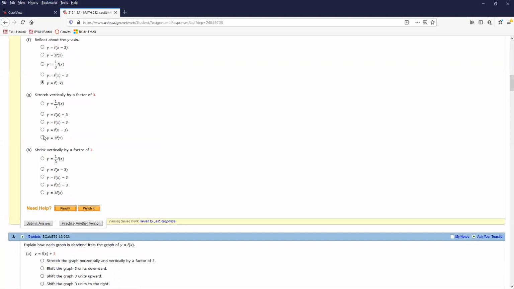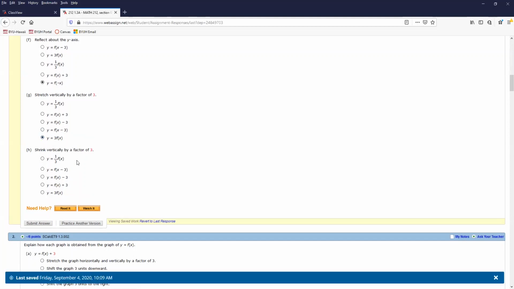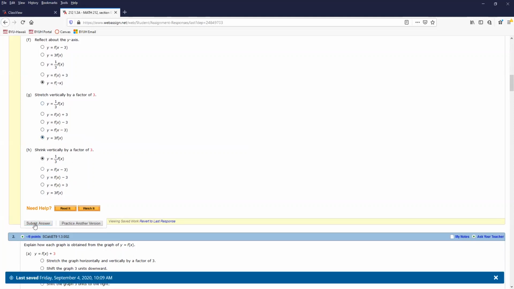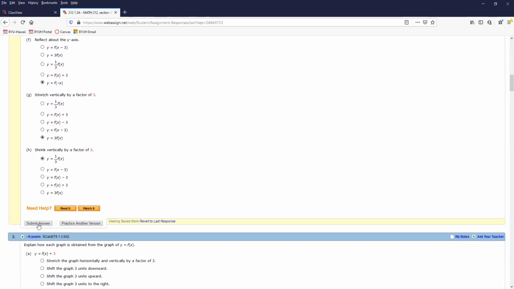That's going to be the last one, y equals 3f of x. Yes, and then shrinking vertically by a factor of 3, that would be that one, because vertical is outside. Okay, so let's see if we got those correct. Submit.